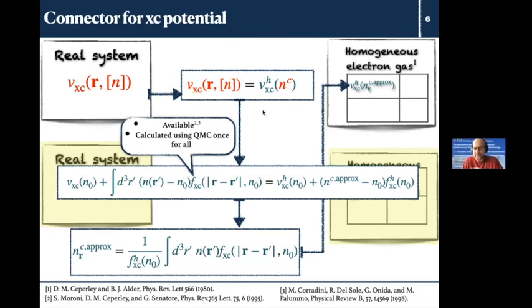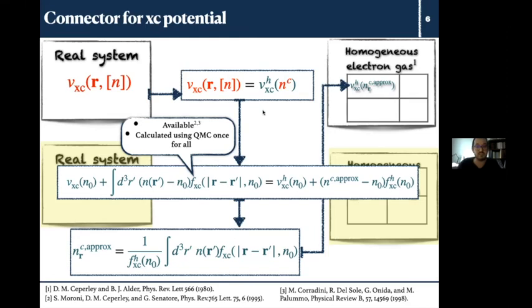Thank you. Next question is from Nicolas. Yeah, again on this connector here. So first of all, on this slide you do a linearization. Is there any good intuitive reason to understand why the connector density is expected to be close to the original density that you put in?